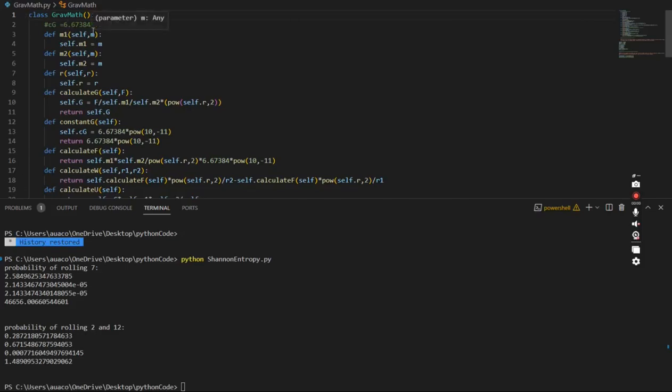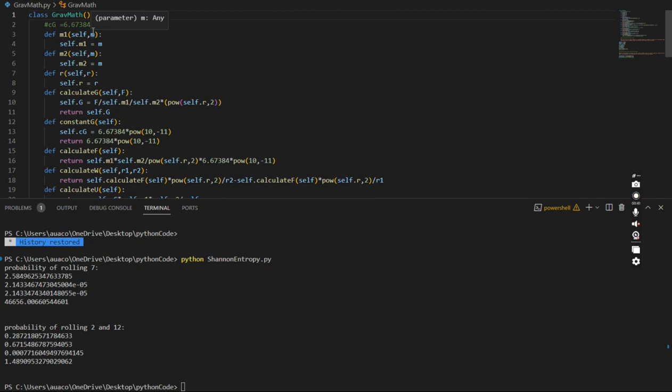This is my class for Python. It's a GravMath calculator. So the methods are the identifiers, the input methods, the get methods, and then, I'm sorry, not the get method, the class object constructor. It's the constructor.